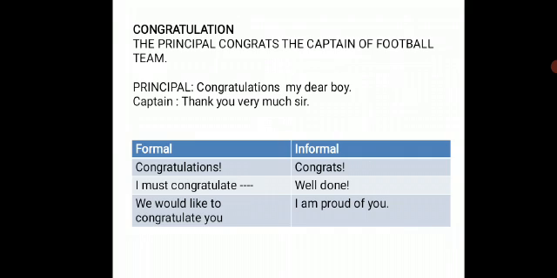Again here there are formal and informal ways. The formal way is congratulations. It may be a tone where you express and bring out your emotions. "I must congratulate you. We would like to congratulate you on your success." Now, in an informal way, you can say congrats, you can say well done, and you can say I'm proud of you. So, my dear students, these were the two functions for congratulating and complimenting.